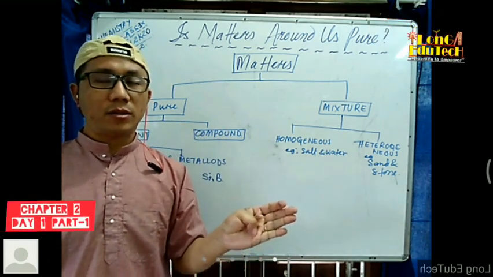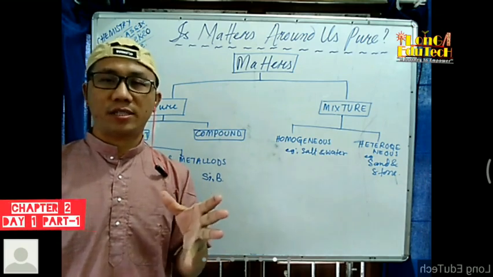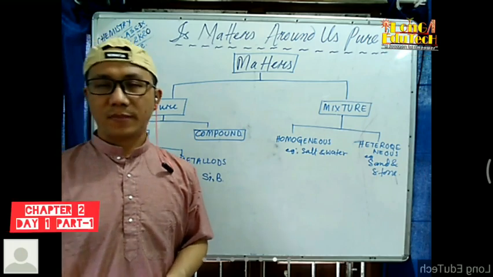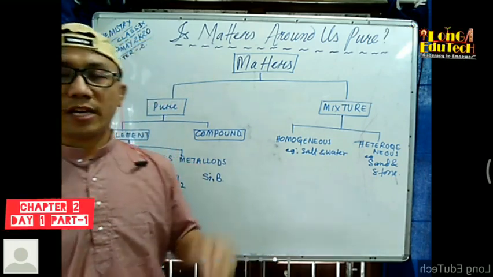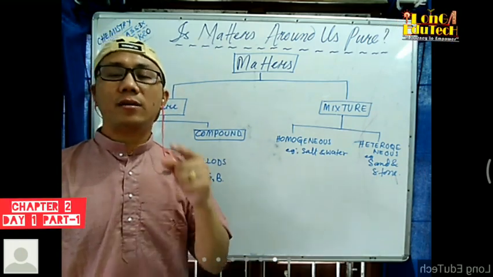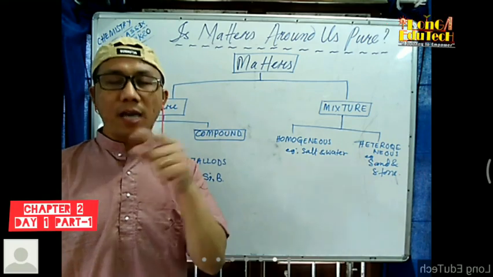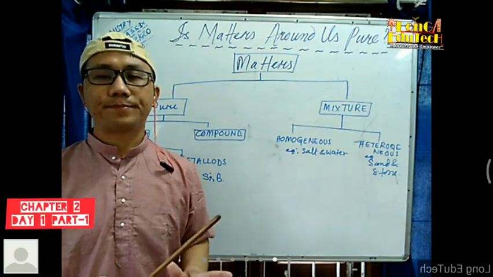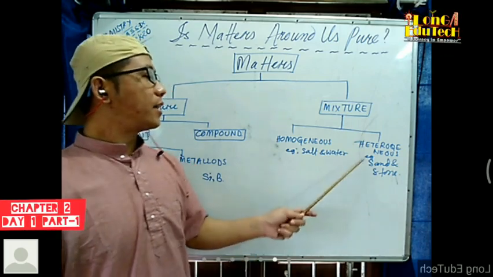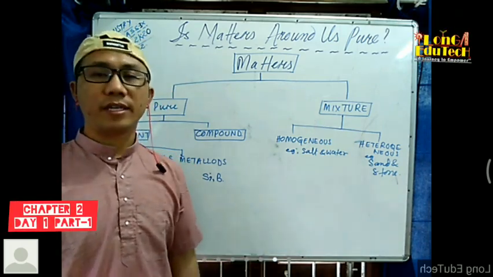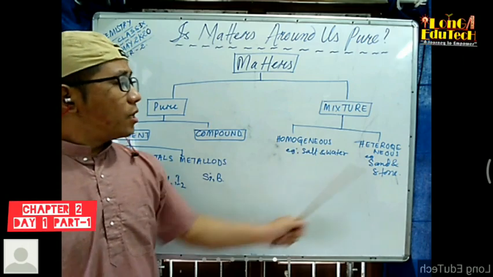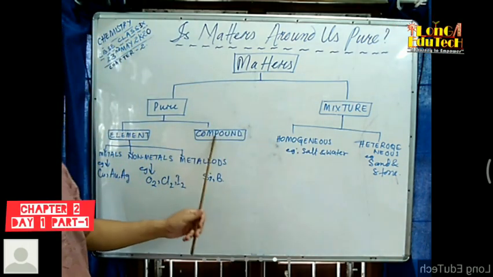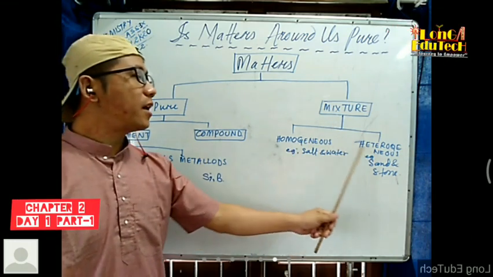Some are homogeneous, some are heterogeneous. Just keep in mind, tea leaves do not dissolve, so they are heterogeneous, and we can filter them, right? But when milk comes in contact with the water, it mixes throughout. So this is about matter: pure substance, elements, compound, mixture, homogeneous and heterogeneous.